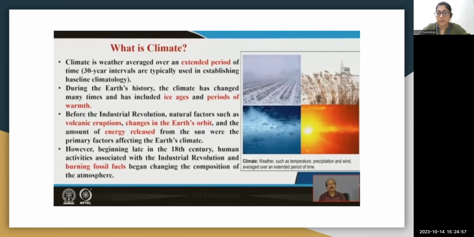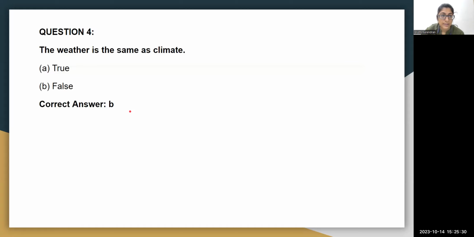Weather is when we consider it for short periods of time, like you can say today's weather, the daily weather or weekly weather or monthly weather data. Whenever we collect data, the maximum is annual data. So if we get like 30 years of data and we average it, we can say that this is the variation in climate, an aggregation of weather for an extended period. So the statement is false. Weather is not the same as climate.